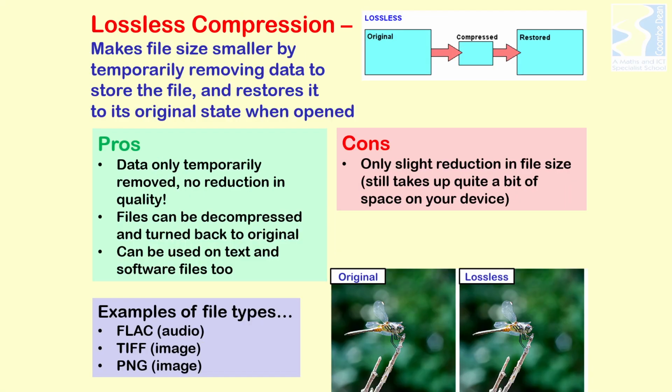The second type is lossless. Lossless is when you temporarily remove data, but you can fully restore it to its original quality at the end. So it's only temporarily reduced. There's no reduction in the quality overall. And it can be used on text and software too. However, cons: there is only a slight reduction in the size of the file, only a small amount of reduction, so not nearly as much as lossy.